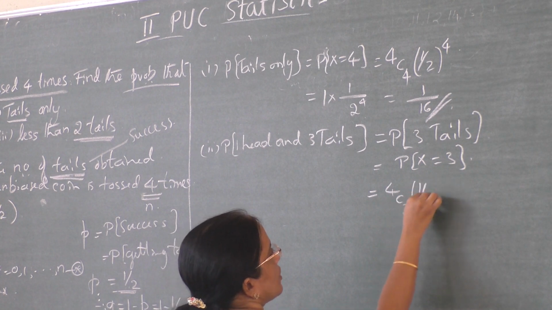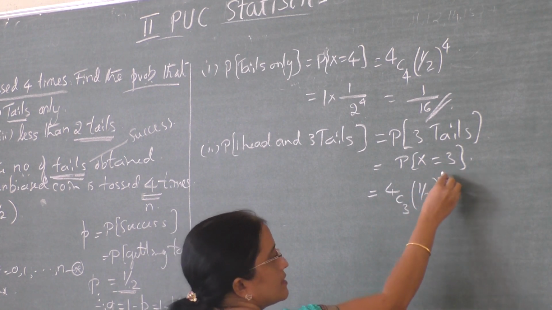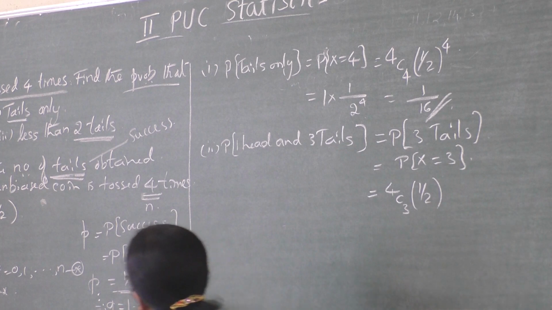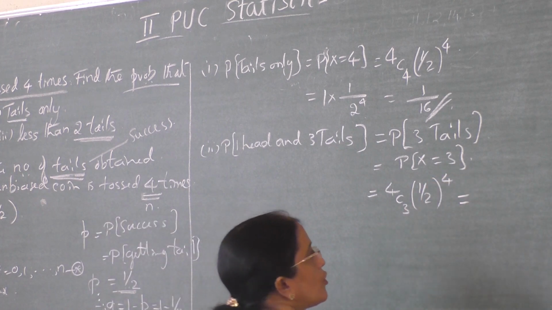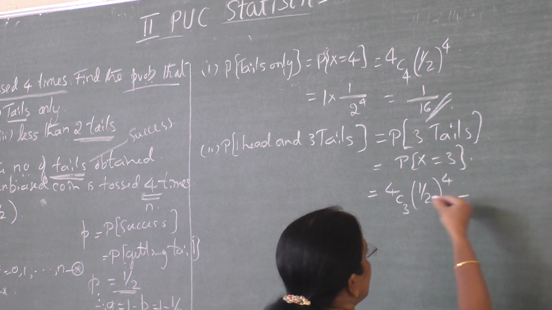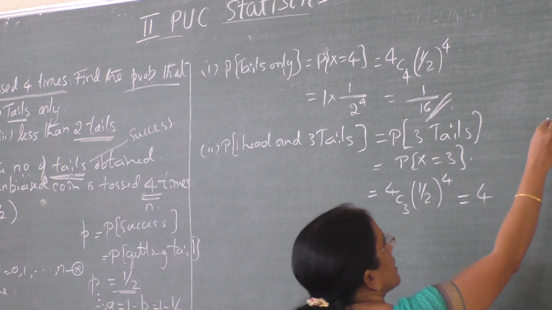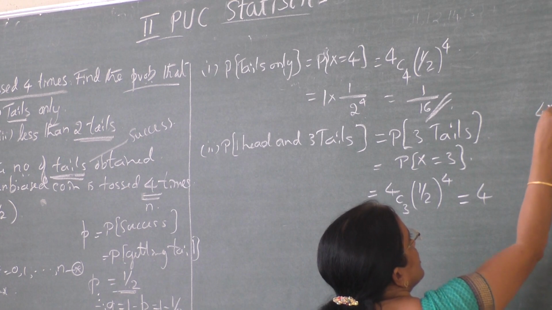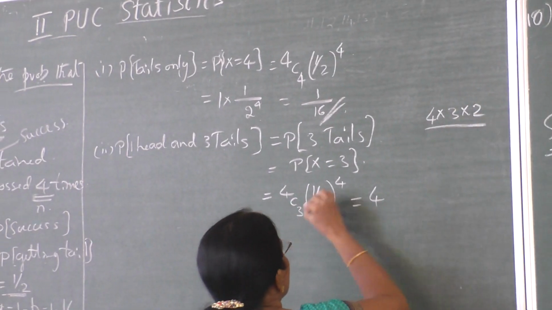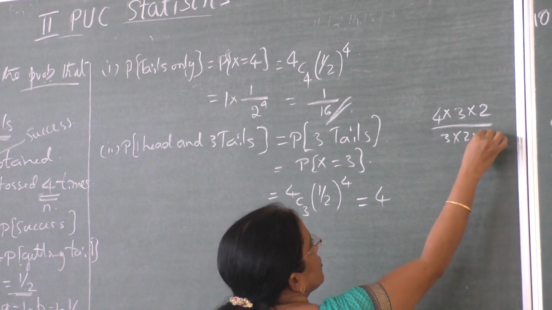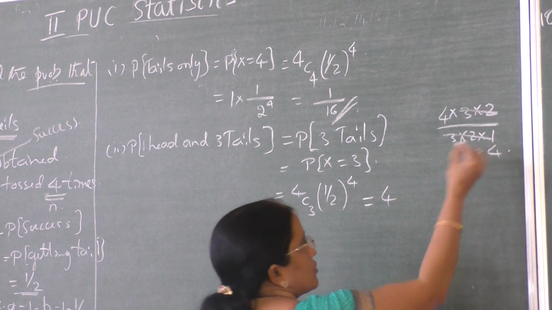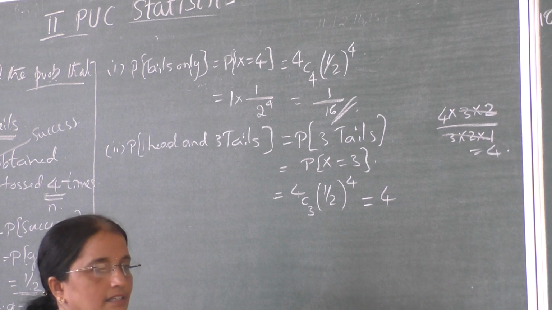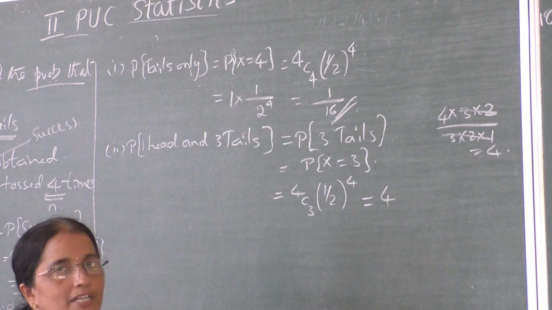4C3 into (1/2) power 4, which is equal to 4C3, that is actually 4. Or you can use this method also: 4 into 3 into 2 divided by 3 into 2 into 1, the 3 into 2 gets cancelled, and you will be getting 4. So just study the calculation of a combination factor.